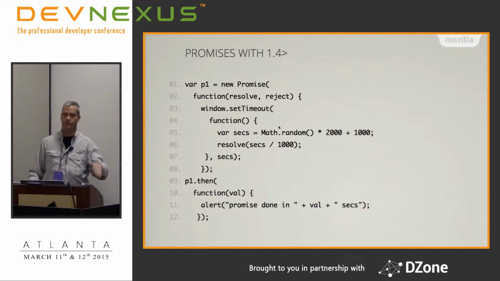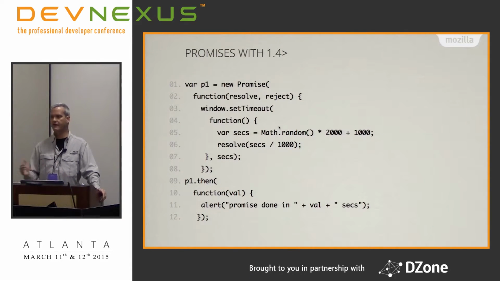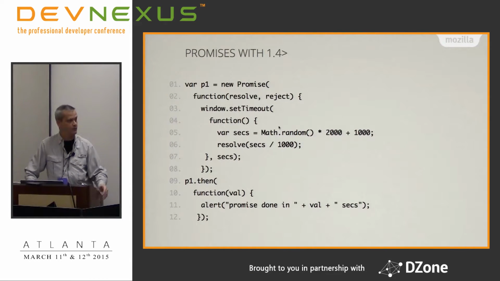All right, anybody familiar with promises? So we just added support in 1.4, which was released back in the summer, for Firefox OS to use promises. And a lot of the APIs are going to be moving in that direction. They're not there yet, but a lot of them will be moving to the promise format. So this essentially just does a promise and resolves in 1 to 3 seconds, and then it alerts that once you get the resolve.